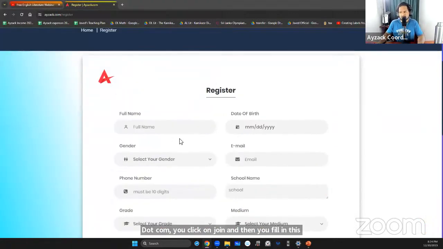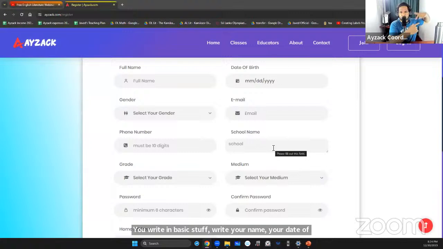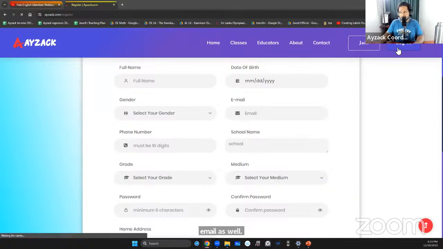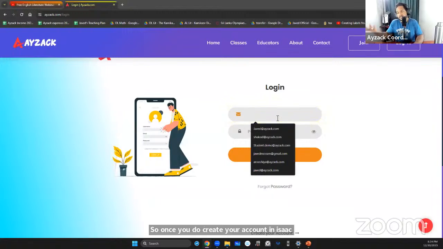You write in the basic stuff, right? Your name, your date of birth, your gender, your email. You have to have an email, by the way. You have to be able to access your email as well. So once you create your account in isaac.com, you guys can log in. So how do you log in? You write in your email and your password.